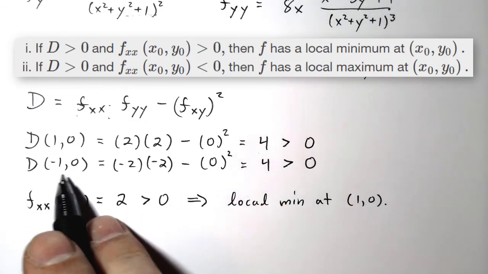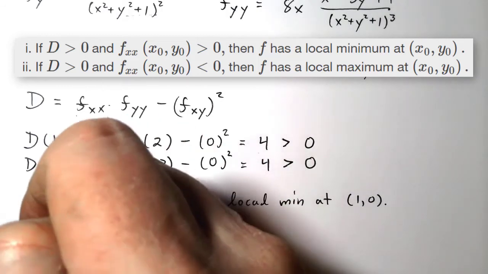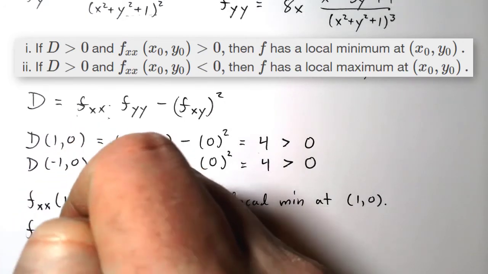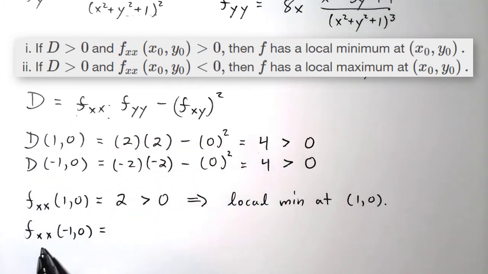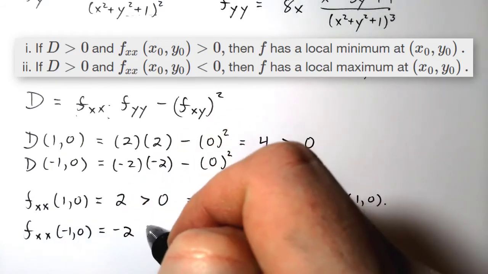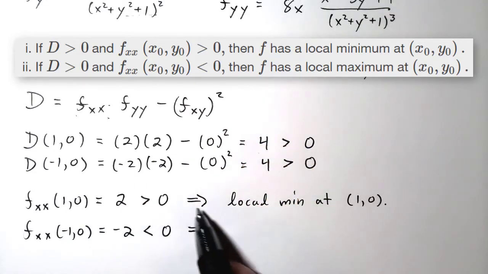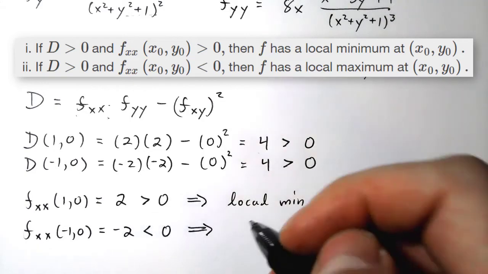And then we check this one. We know it's a local min or a local max because the discriminant is positive. So now we just check fxx at that number. Or, like I said, you could do fyy, doesn't matter. And we see that it's -2, right? We computed that before. That's negative. And so that tells us that it's concave down, right? So that means there's a local max.